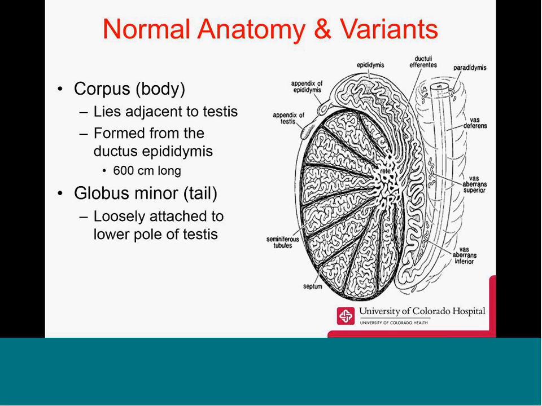The body lies adjacent to the testis, seen here. It's formed by the ductus epididymis, which is about 6 meters long. The ductus epididymis itself is a convoluted duct that is seen throughout. The globus minor is the tail, loosely attached to the lower pole of the testis.